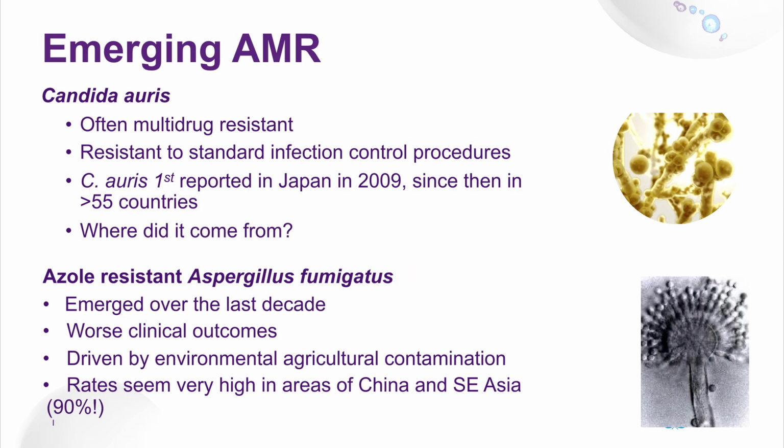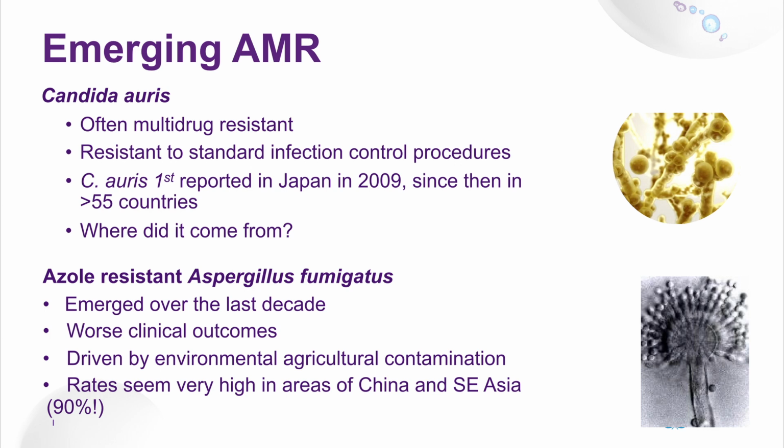So what has prompted the WHO priority list? It's really about emerging AMR. Professor Chakrabarty's already given us a very nice overview of Candida auris, so I'll not say many things except to say that it's a highly important pathogen. And the key question is, where did it come from and what will it do in the future?